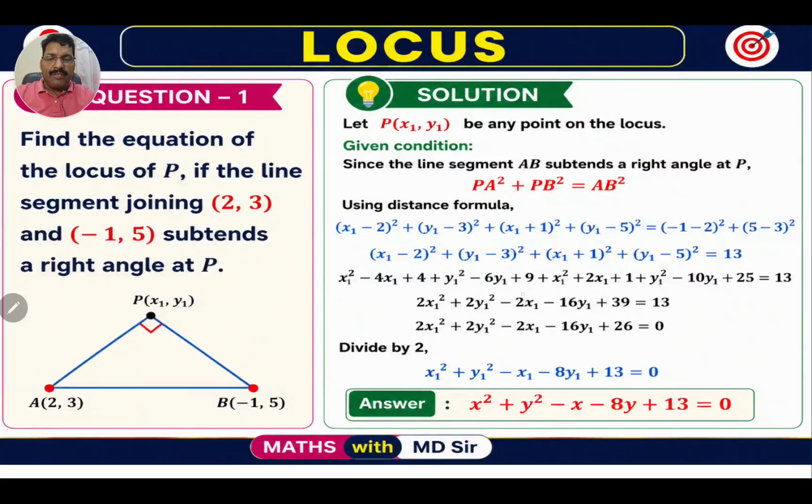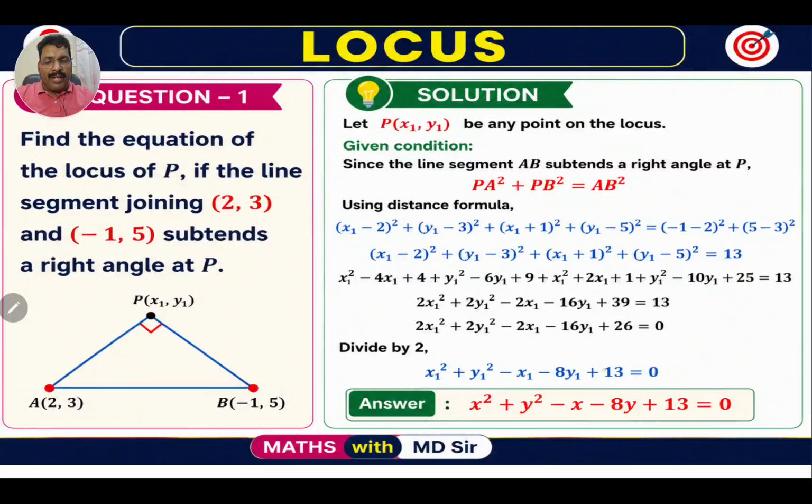After writing the distance formula, this is in the form of (A minus B) whole square. The formula we already know: A square minus 2AB plus B square. Applying (A minus B) whole square and (A plus B) whole square and simplifying, the final answer we got is x1 square plus y1 square minus x1 minus 8y1 plus 13 equal to 0.